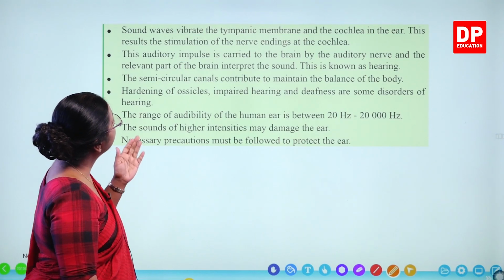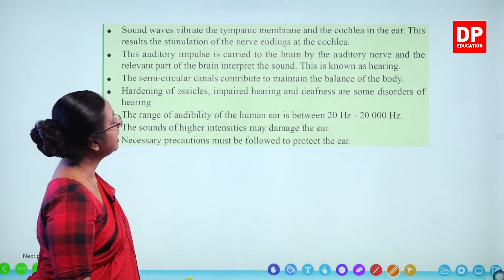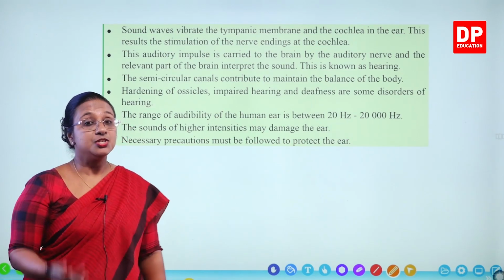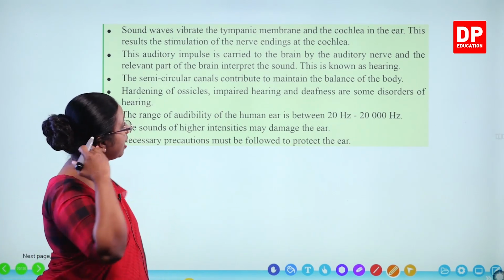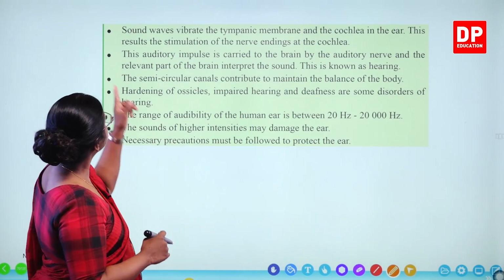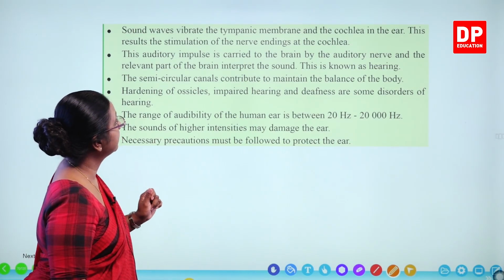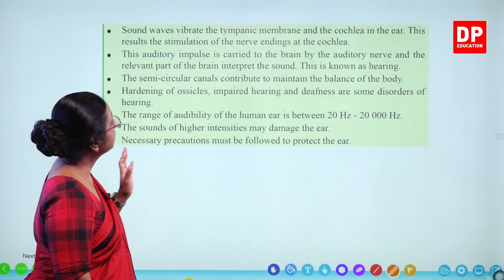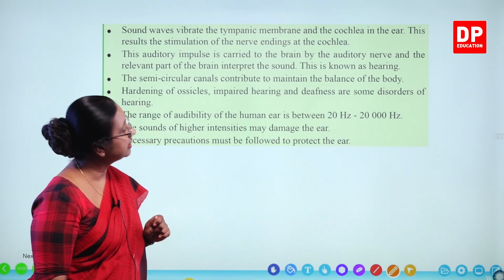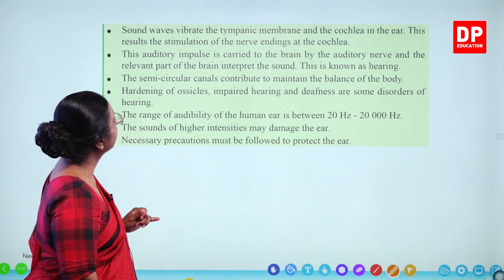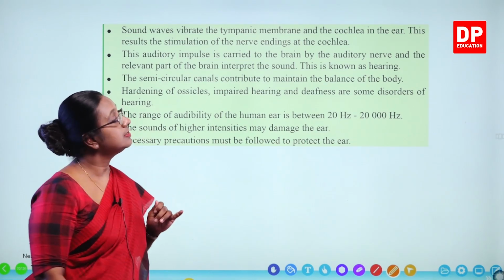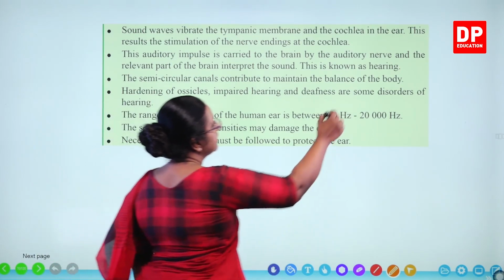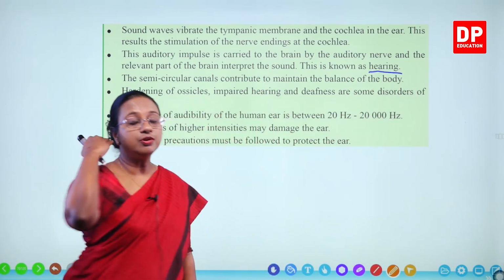Sound waves vibrate the tympanic membrane and the cochlea in the ear. So, you know the path of the sound, how it travels through the ear. This results in the stimulation of the nerve endings at the cochlea. This auditory impulse is carried to the brain by the auditory nerve and the relevant part of the brain interprets the sound. This is known as hearing.